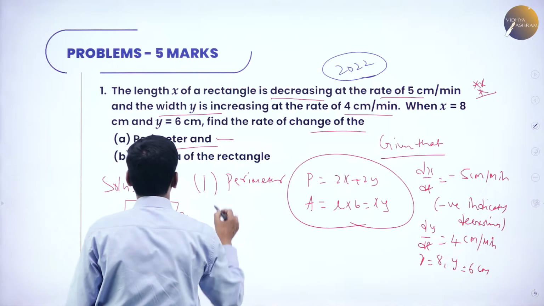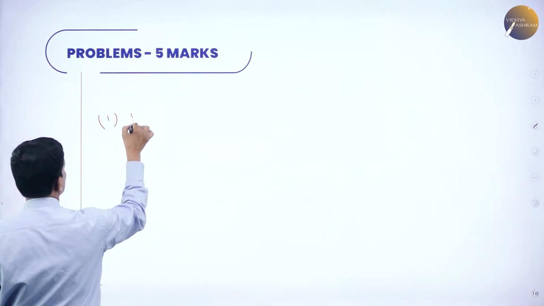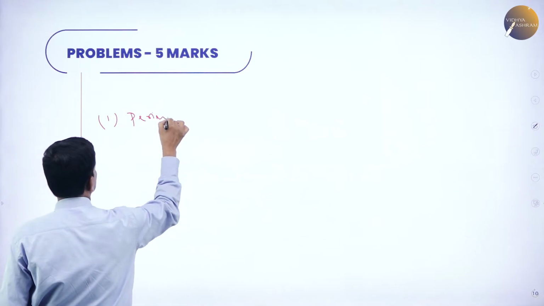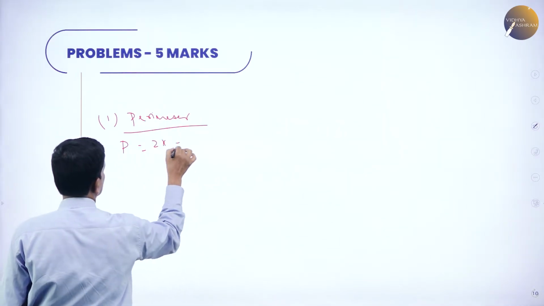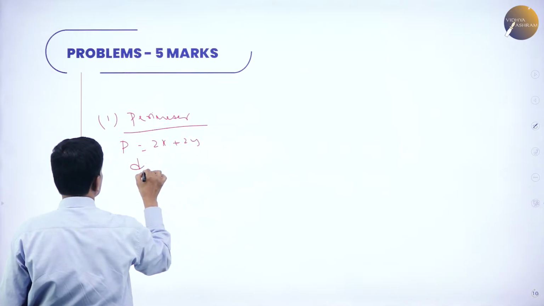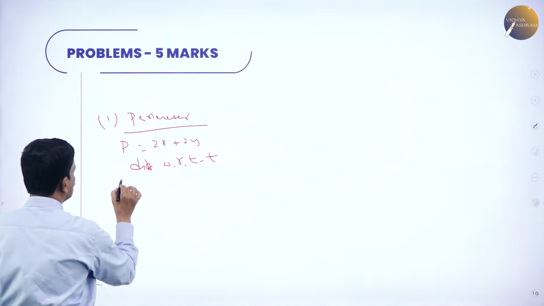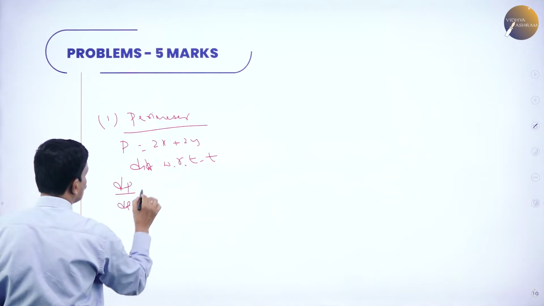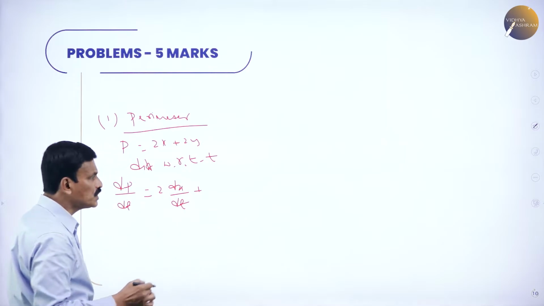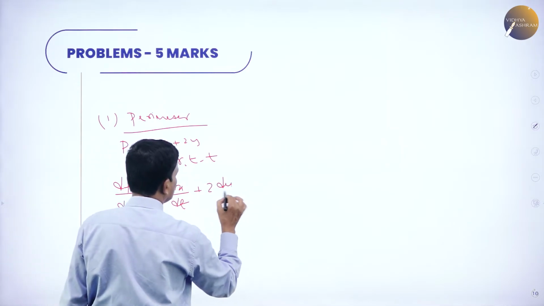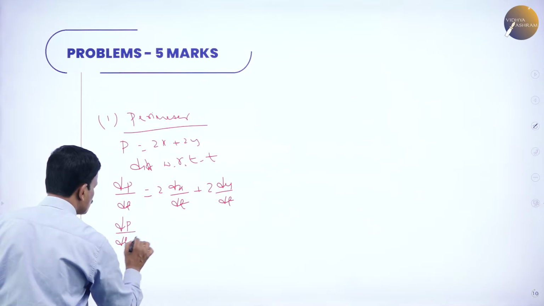First, perimeter of the rectangle. P is equal to 2x plus 2y. Differentiating with respect to t, dP by dt is equal to 2 into differentiation of x, which is dx by dt, plus 2 into differentiation of y, which is dy by dt. Now for dP by dt, substitute the values.